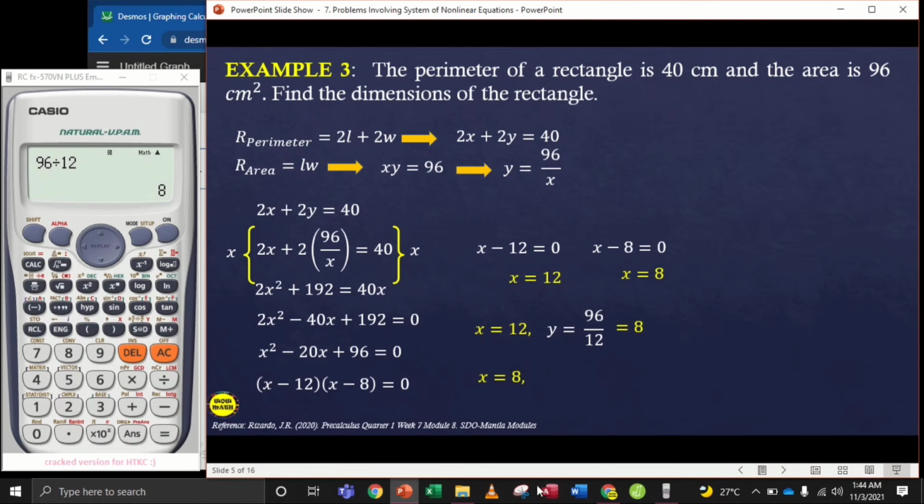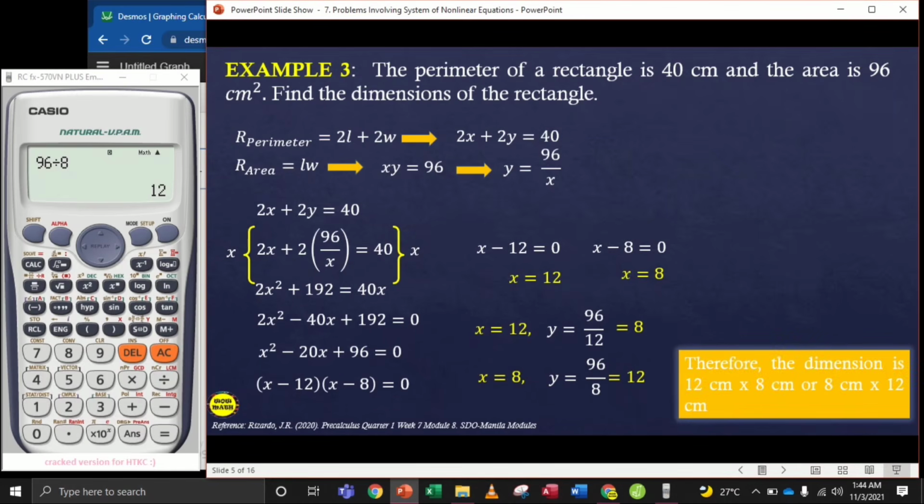If your x is 8, ano yung magiging value ng y? So, 96 divided by 8. So, the answer is 12. Okay, so the answer is 12. So, the dimension is 12 centimeters by 8 centimeters. So, ito yung class ha. And then, 8 centimeters by 12 centimeters. So, ito yung dimension ng rectangle.